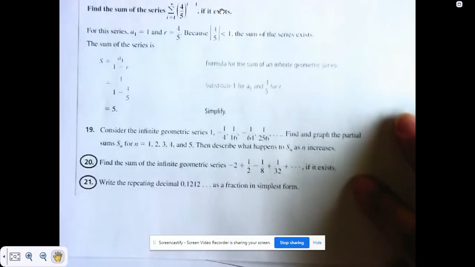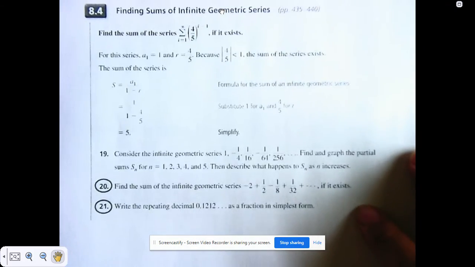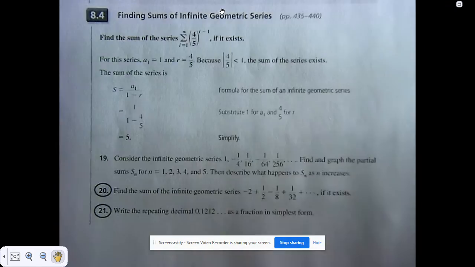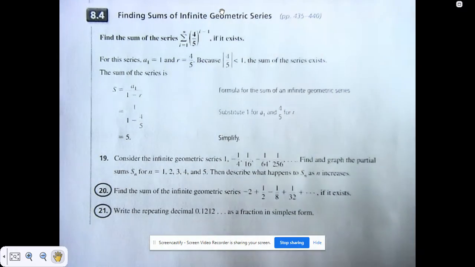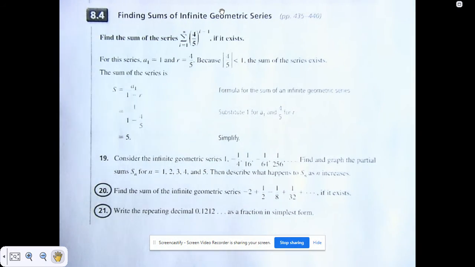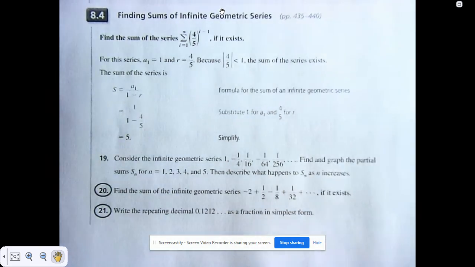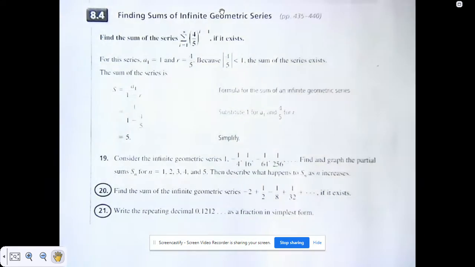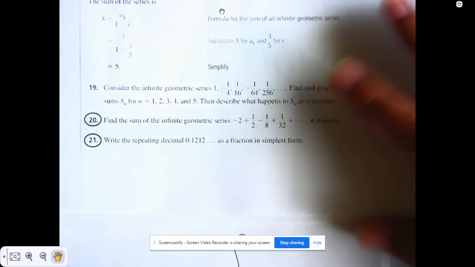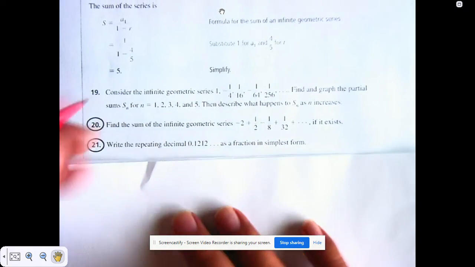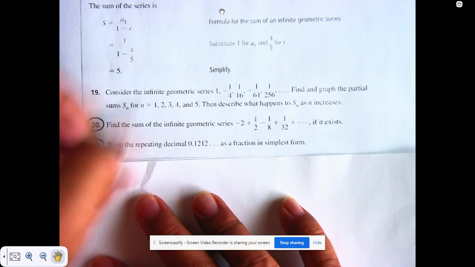Then we have, again, infinite geometric series. That's 8.4. So let me put it in here. Remember, this one is kind of easy because it falls on just simply one formula. For this one, infinite geometric series.